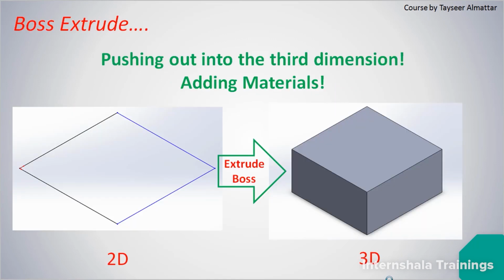Starting with extrude boss. Basically, it's pushing out into the third dimension, adding materials. So we can go from the 2D sketch on the left to the 3D model on the right.